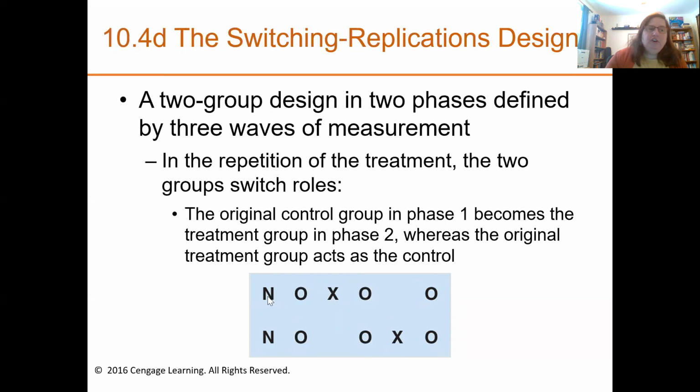Bear in mind, these are N's. They could be R's, right? We could have this same study with R's here, randomly assigned. Okay.